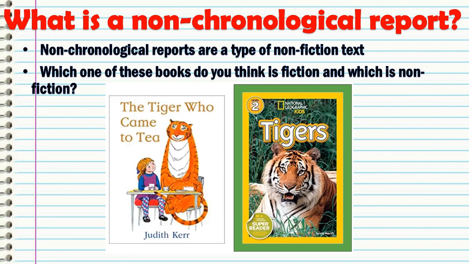Fantastic, hopefully you got that correct. So the book that's now outlined in green is called Tigers, and inside this book are lots of facts about tigers. So it's a non-fiction book. The Tiger Who Came to Tea is a story, so a fiction book that's been made up.